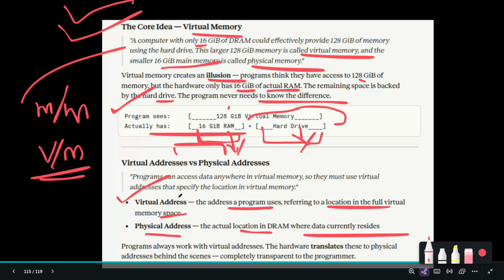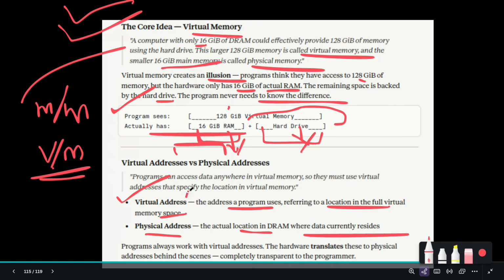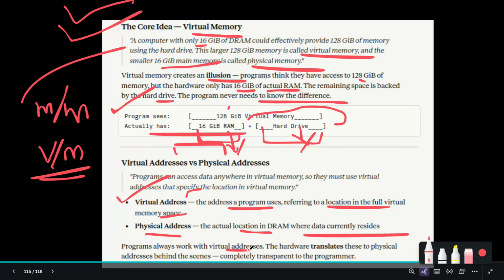So you have to understand that the virtual address is the address the program is using, in this 120 GB virtual memory. The physical address is the actual location in the DRAM where this data is. We have to match them. The program always works with virtual addresses only, so the hardware has to translate this to a physical address, which happens behind the scenes.